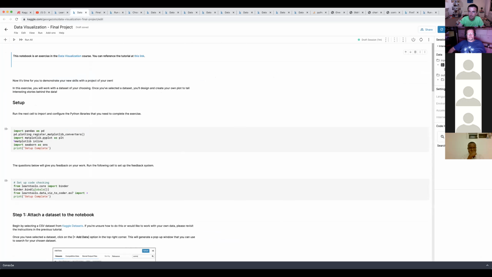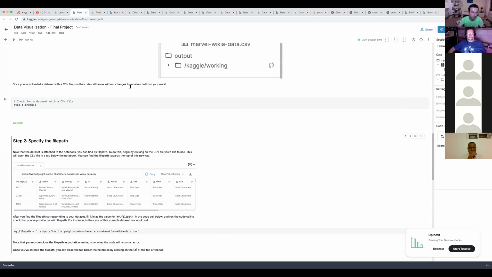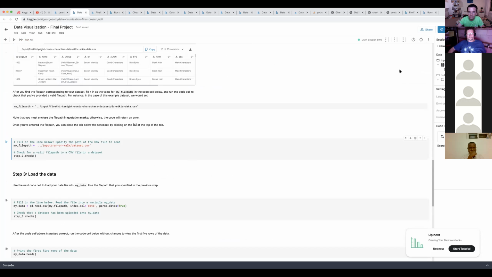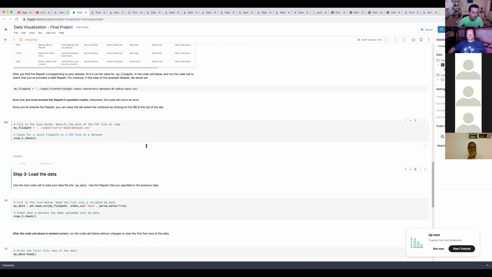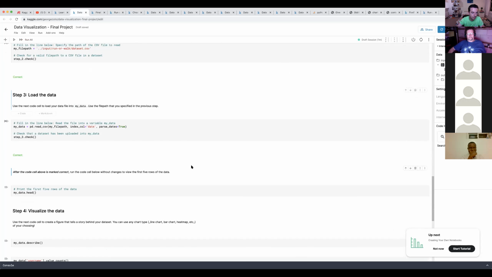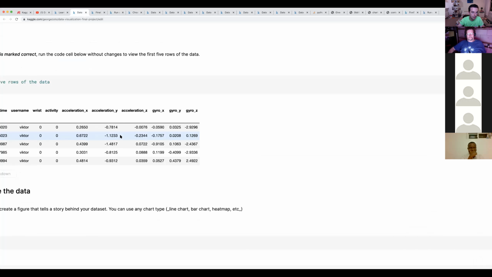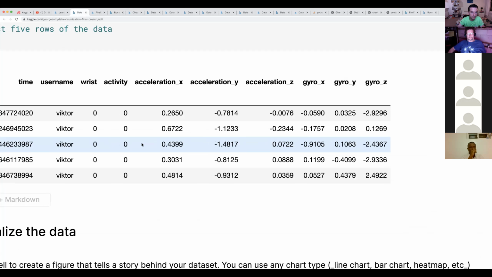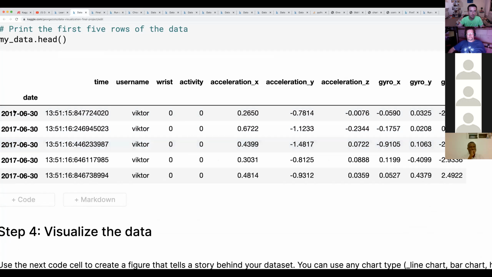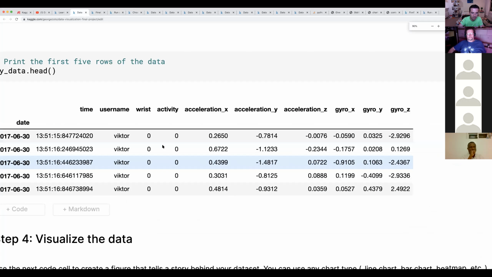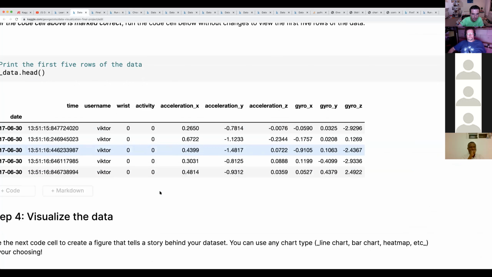So let me go back to my notebook. Let me start running it again. So I imported a data set from here. You can see it's already imported for me. Take a look at a few records, how they look like. So there's a date field, there's a time field, the username. Actually, the username is exactly the same for all of them. I don't know if this is synthetic or not.